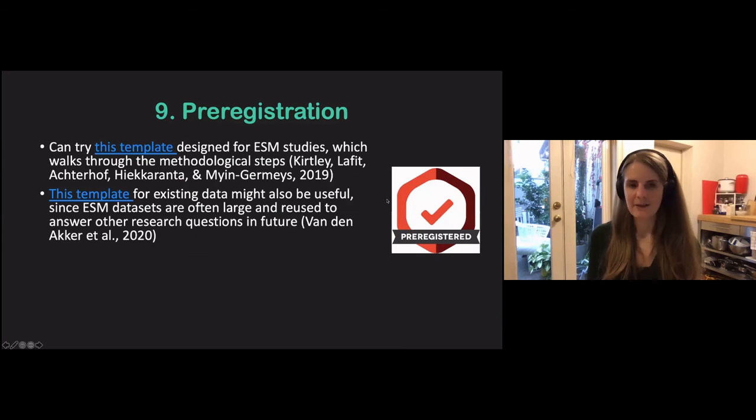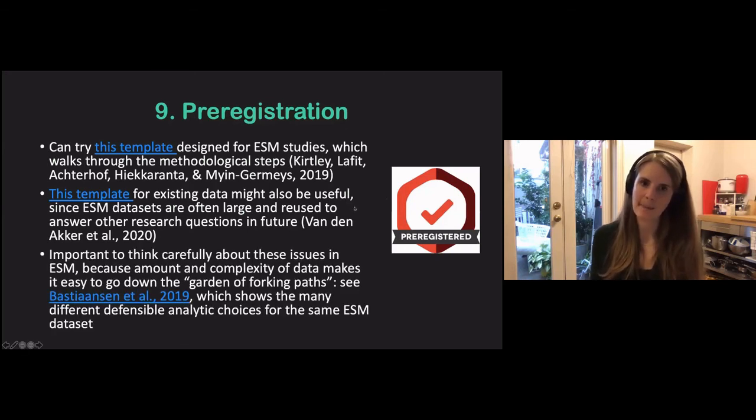There's also this template for existing data. So that might be useful to you because ESM data sets are quite large, and so you might come back to it to answer some different questions that you didn't actually have in mind in the first place. And so that allows you to pre-register those new analyses.